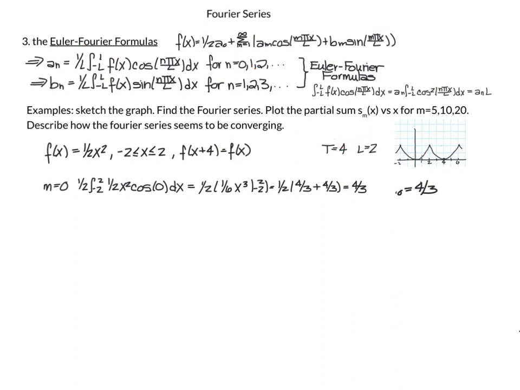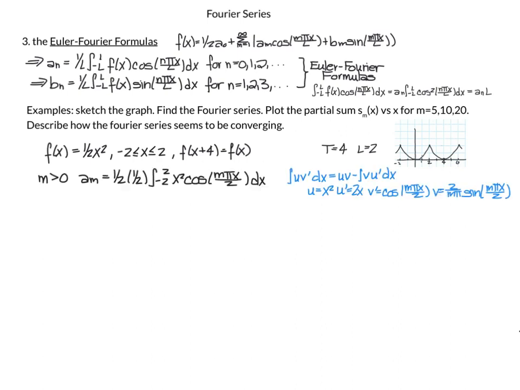Well, since t is equal to 4, L is equal to 2, so that's 1/2, and I'm going to integrate from -2 to 2 of f of x, 1/2 x squared, times cosine n pi of x. And now because m, or n in this notation, is equal to 0, that just becomes cosine of 0. So once I integrate, what I get is a naught is equal to 4/3.